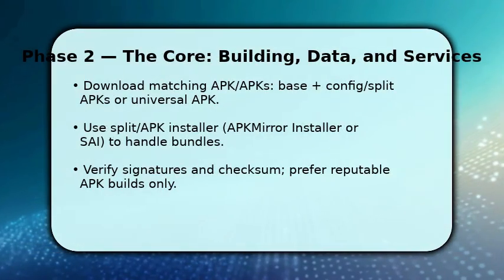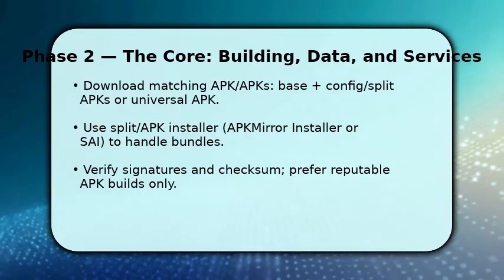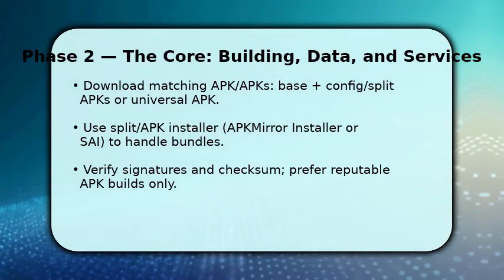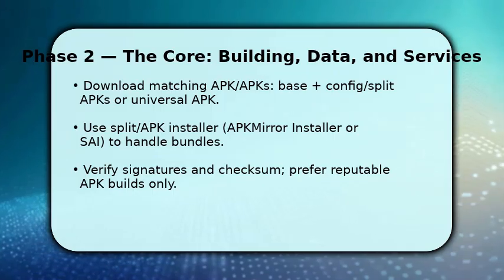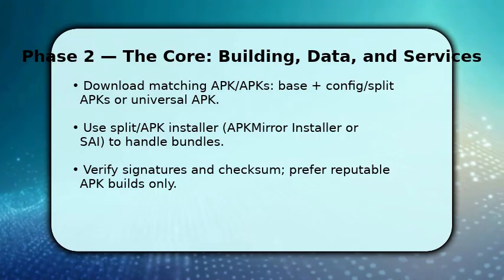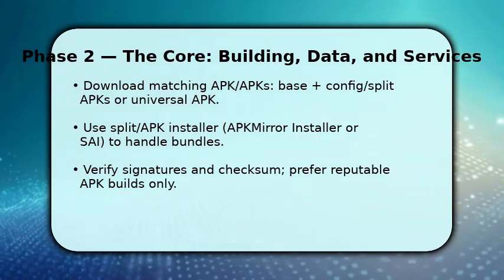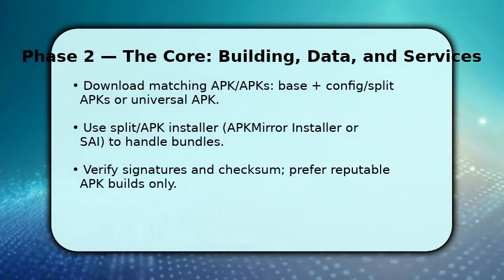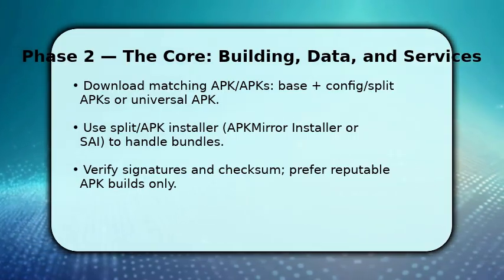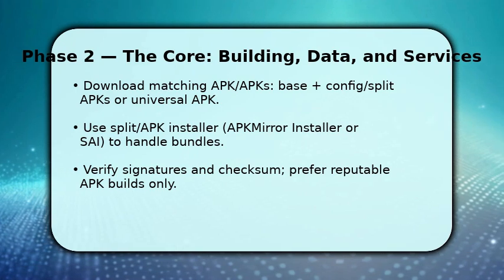Choose a trusted source and download the matching base APK and any config or split APKs, or a universal variant if available. Once downloaded, open an installer that supports split APKs, APK Mirror Installer or SAI, and feed it the bundle. The installer will align splits into a proper package. Make sure to verify signatures or checksums. This avoids corrupted or tampered builds.